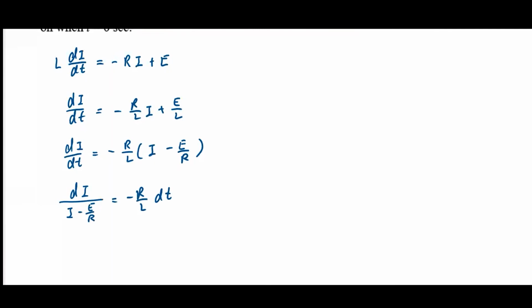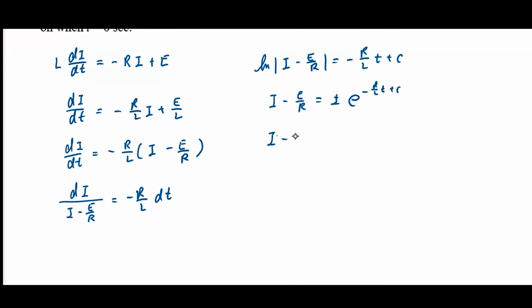Good. Integrate. I'm going to continue up here. So ln, absolute value once again, I minus E over R is equal to negative R over L t plus C. Good. So I minus E over R is equal to plus or minus e to the negative R over L t plus C. And once again, we replace this with a nicer constant, capital A, e to the negative R over L t, and my A once again is plus or minus e to the C.